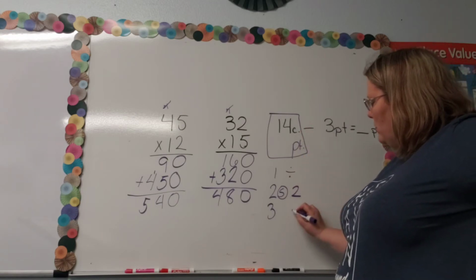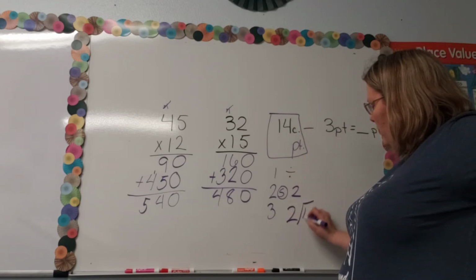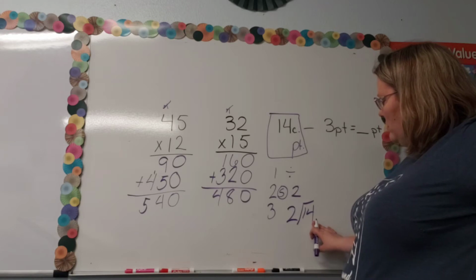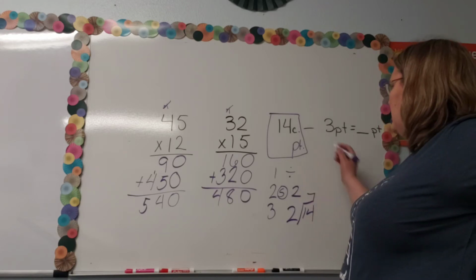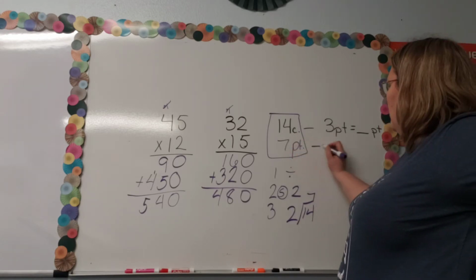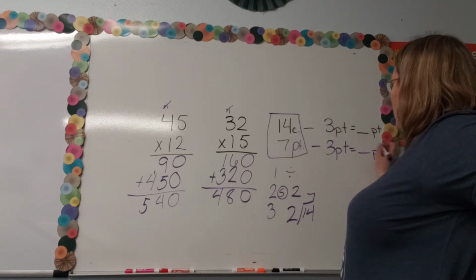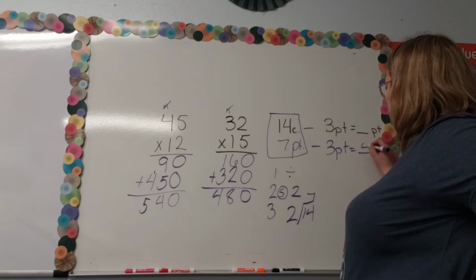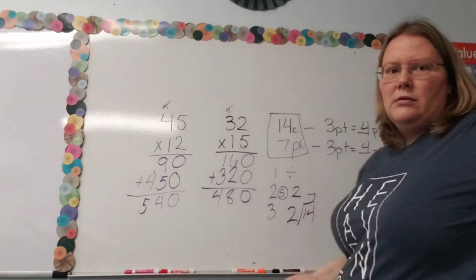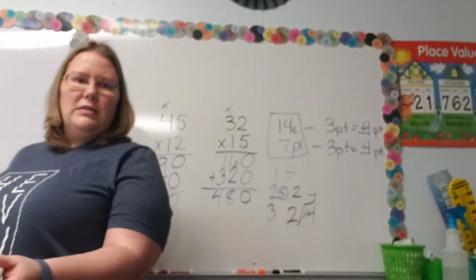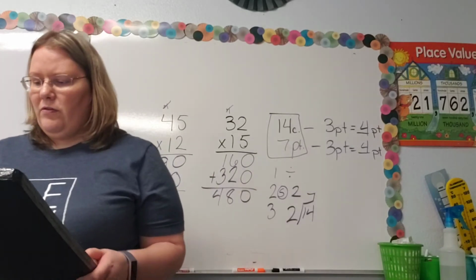All right, so I'm going to do 14, so 2 divided by 14. 2 goes into 14 how many times? 7 times. So I'll put here, put the rest of my problem here. So 7 pints minus 3 pints equals 4 pints. Okay, hopefully you can see that. Move out of the way for a second.